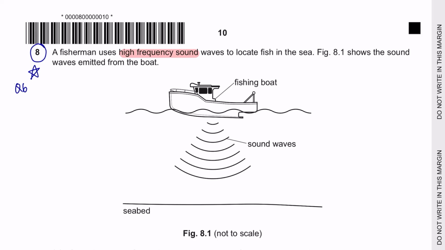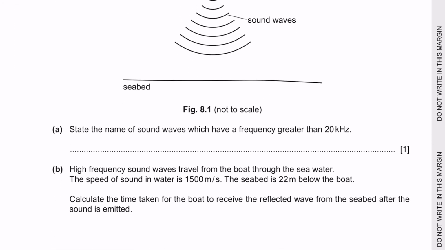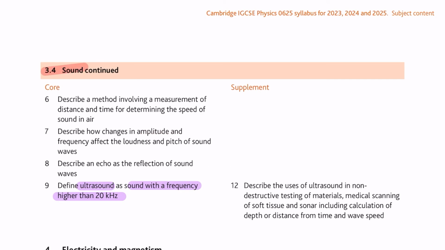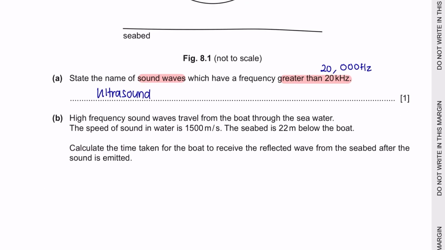Figure 8.1 shows the sound waves emitted from the boat. State the name of sound waves which have a frequency greater than 20 kHz, which is equivalent to 20,000 Hz. Under the topic 3.4 sound, you must know that ultrasound is a sound with a frequency higher than 20,000 Hz. So this would be ultrasound.